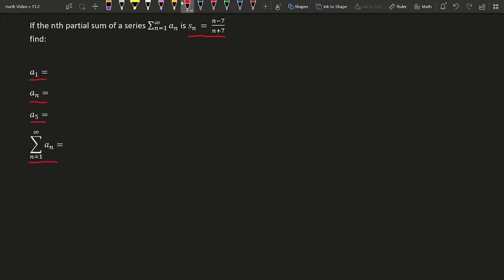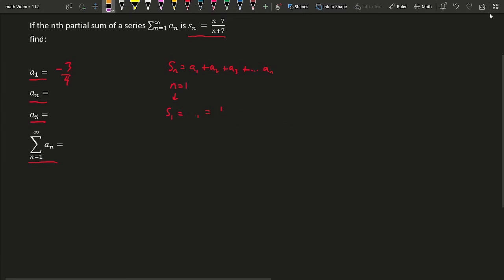What we'll first do is set s of n equal to a sub 1 plus a sub 2 plus a sub 3 all the way to the nth number of terms. Remember, our s of n is the nth partial sum, so we will have n number of terms added together. Therefore, to find a sub 1, we set n equal to 1. This gives us s of 1 is equal to a sub 1. Next, let's use the equation given and plug in 1 for n. We get a sub 1 is equal to 1 minus 7 over 1 plus 7, which is equal to negative 6 over 8, which is negative 3 over 4.